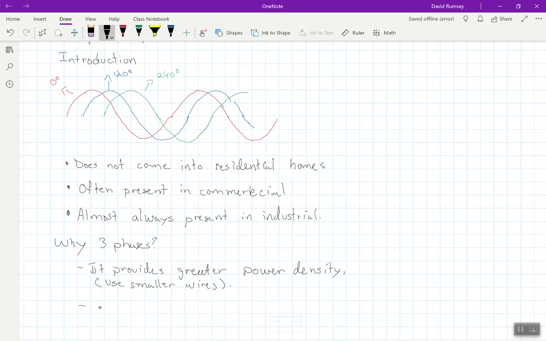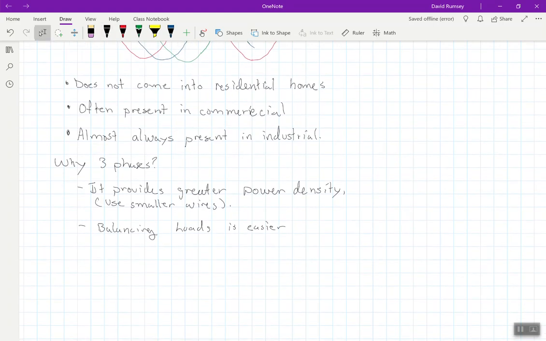It also makes balancing loads easier. It's more efficient for power transmission.